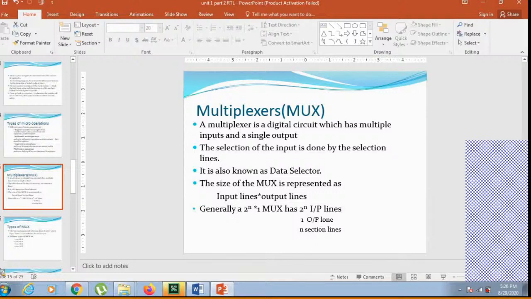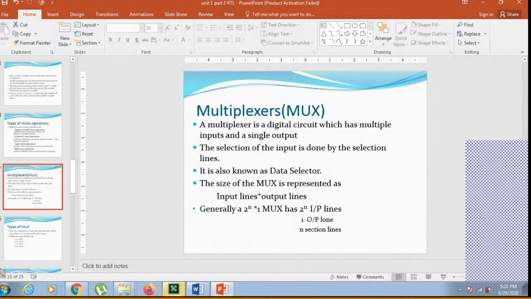How many input lines and how many output lines will there be? The number of output lines is always equal to 1 in the multiplexer. Why? Because by definition this multiplexer has multiple inputs but only one output line. That means n input lines are given to the multiplexer. Among all the n input lines, which input line will become the output line? Which input function will be the output function? That is what the multiplexer does.